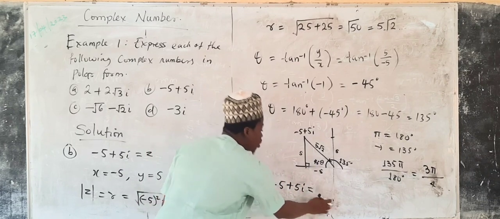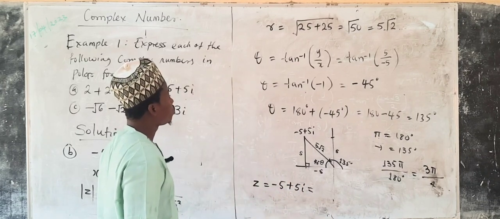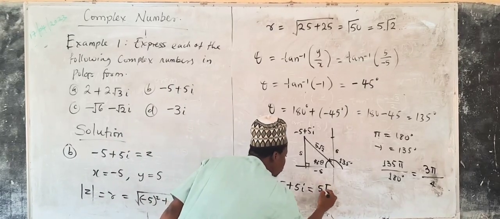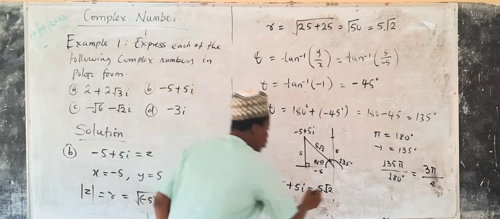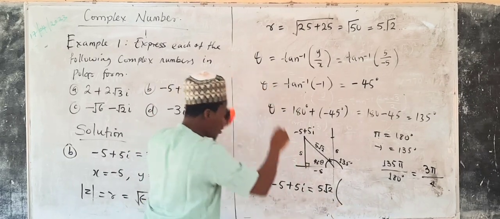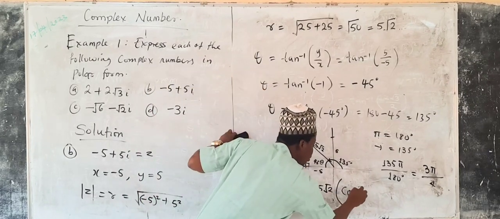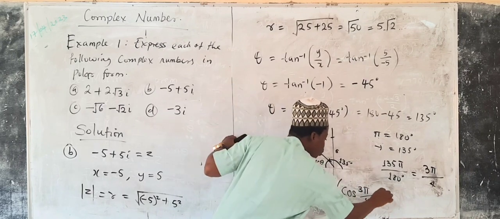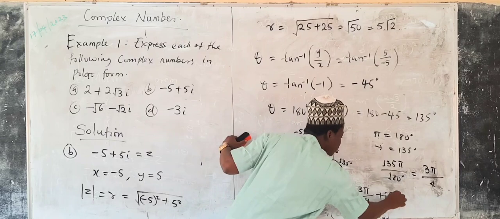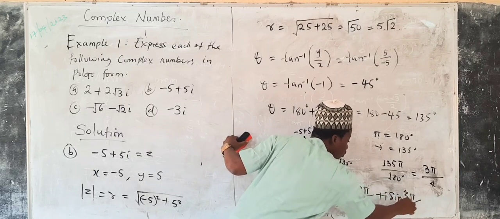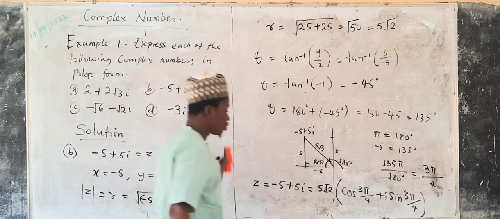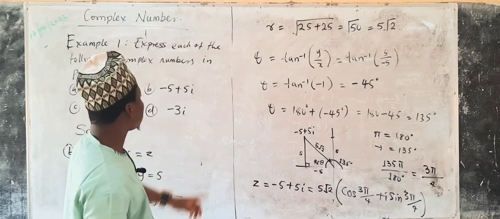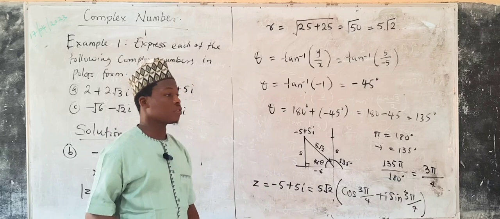is the same thing as what? What is our r? We have 5 root 2 into cos 3 pi over 4 plus i sin 3 pi over 4. So you get this now. This is the polar form of this complex number z equals minus 5 plus 5i.